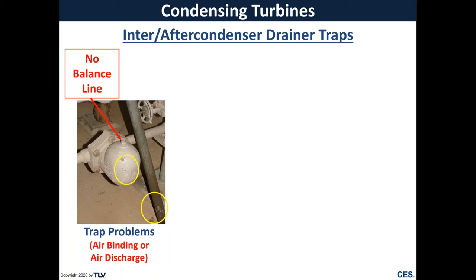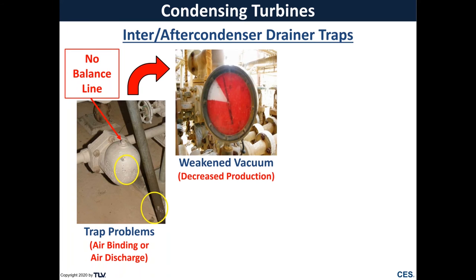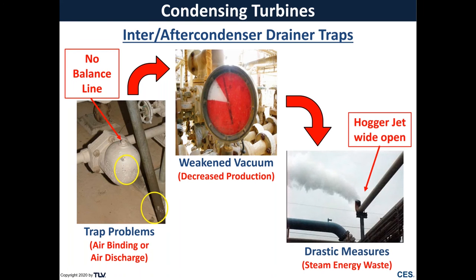the condenser. In other cases, a steam trap with an internal thermostatic air vent is installed instead of a liquid drainer trap, allowing any air reaching the trap to pass right back through to the hot well and the main condenser. In both cases, a weaker vacuum may be the result, leading to unplanned hogger jet usage at considerable added expense.